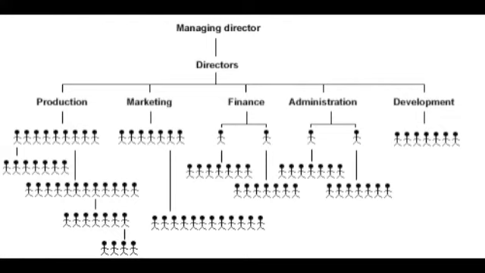In a hierarchy, the vertical chain of command can be seen. Information is communicated up the hierarchy through the layers, and orders are communicated downwards vertically along the same channels.